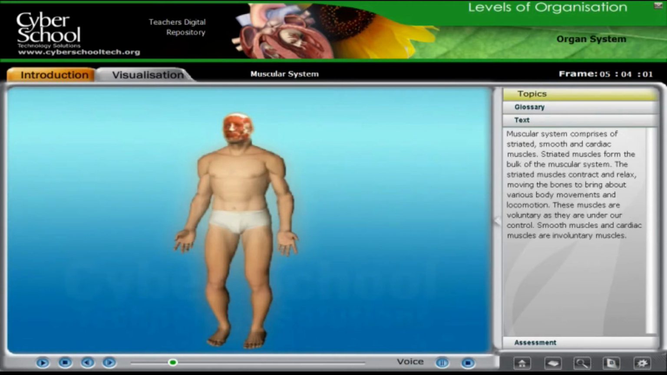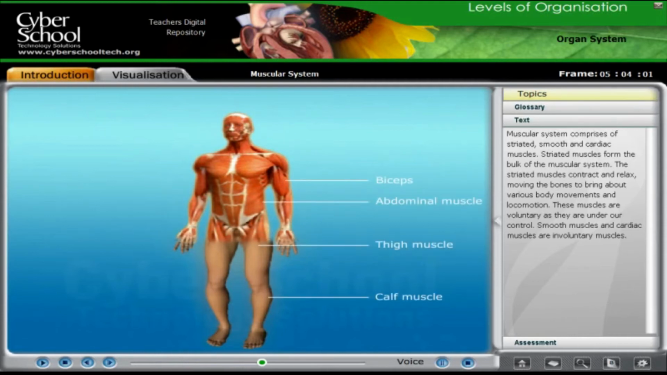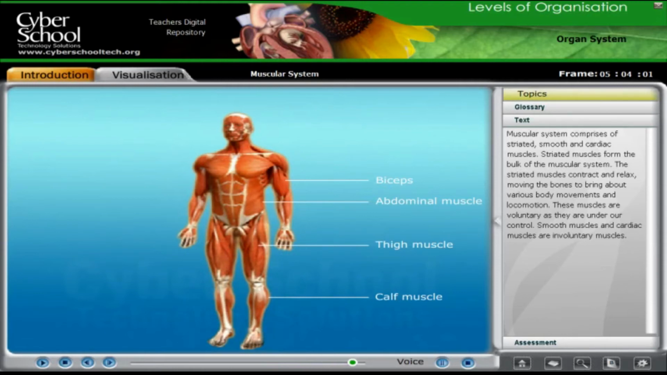The muscular system comprises striated, smooth, and cardiac muscles. Striated muscles form the bulk of the muscular system. The striated muscles contract and relax, moving the bones to bring about various body movements and locomotion. These muscles are voluntary as they are under our control. Smooth muscles and cardiac muscles are involuntary muscles.